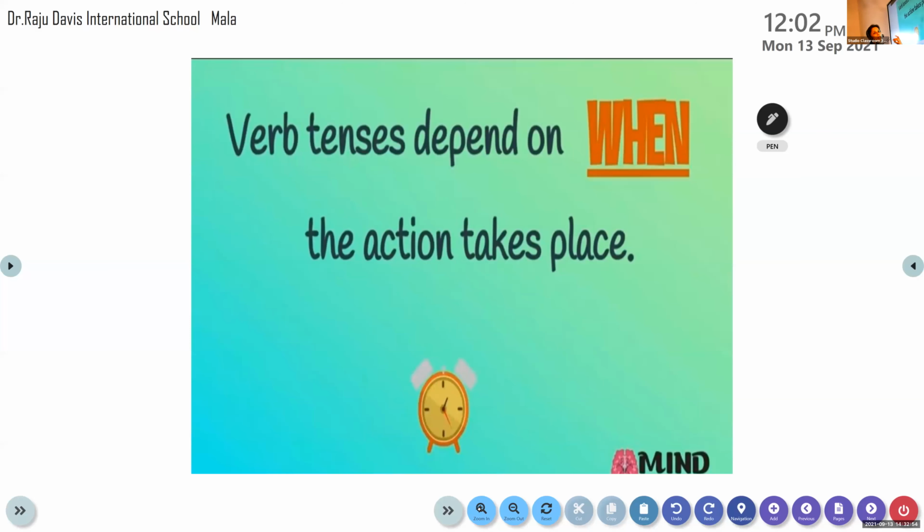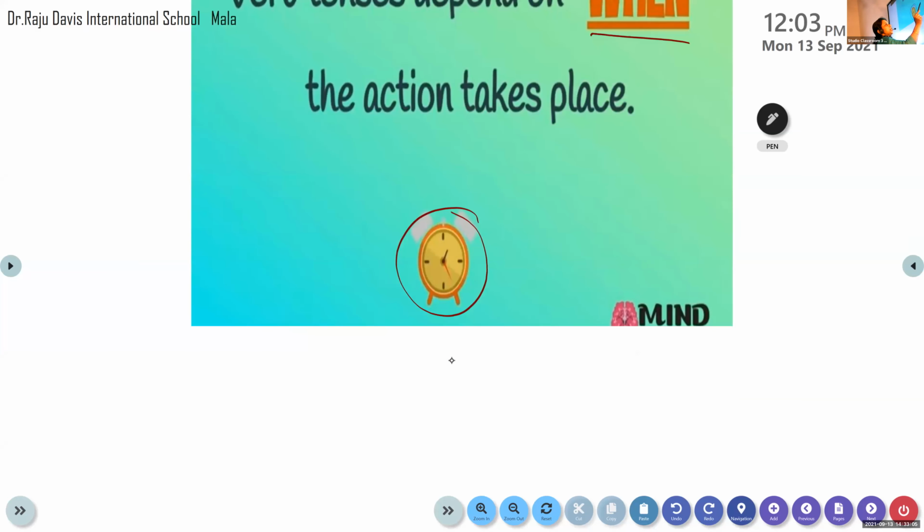Now all of you please see this. Verb tenses depend on when. When means the time, when the action takes place. Is that clear to all of you? It tells us the time when the action has taken place.